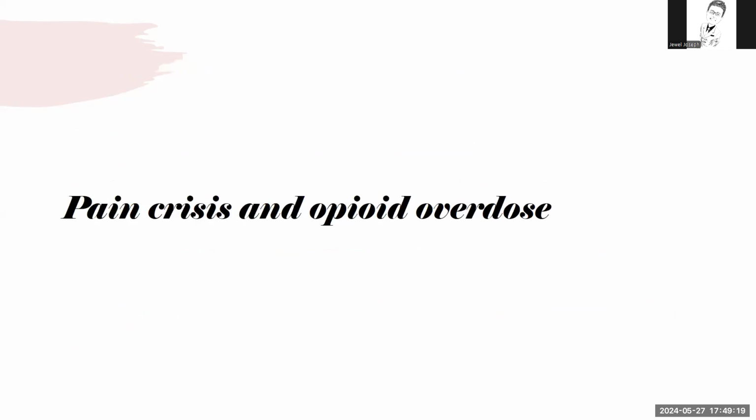So last but not the least, something called pain crisis and opioid overdose. These are emergencies that can happen in palliative care, but I'm not going to discuss that in this presentation because I'm pretty sure you would have this discussion when you're having the pain class. But again, this is something that we should always keep in mind.